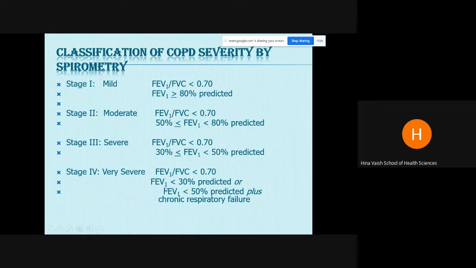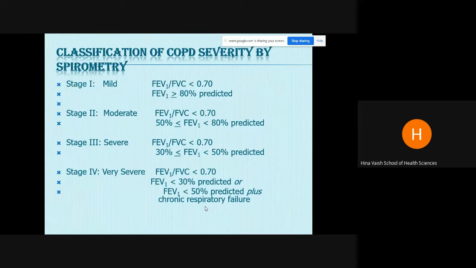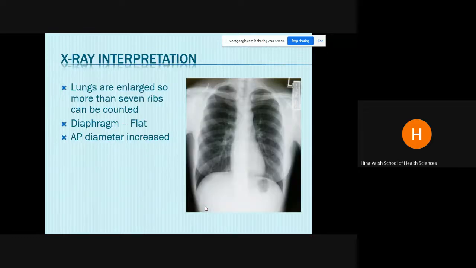And very severe when FEV1 is less than 30%, or FEV1 is less than 50% predicted along with the signs of chronic respiratory failure. So that will lead to the definition of the very severe stage. Fine. So this is how you classify COPD according to the spirometry.